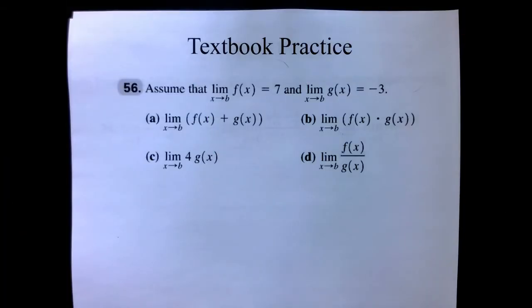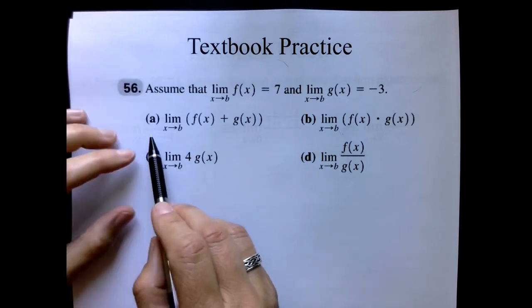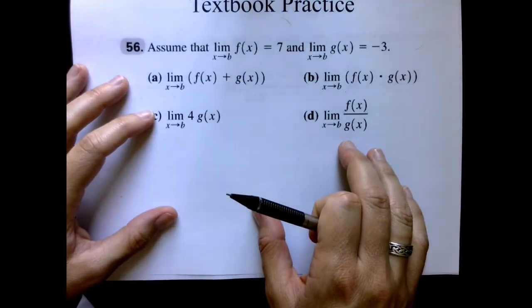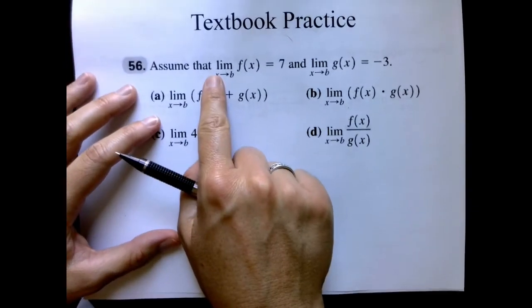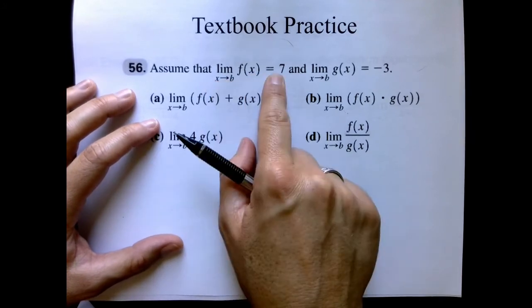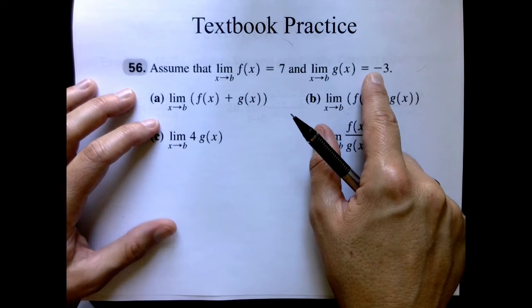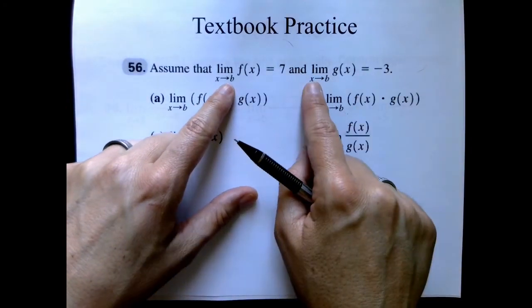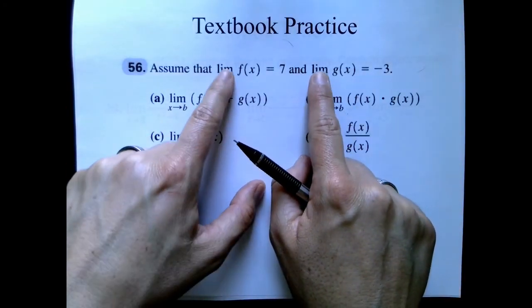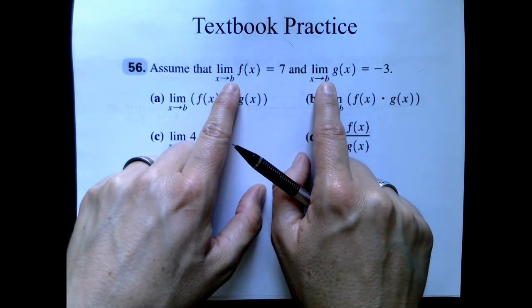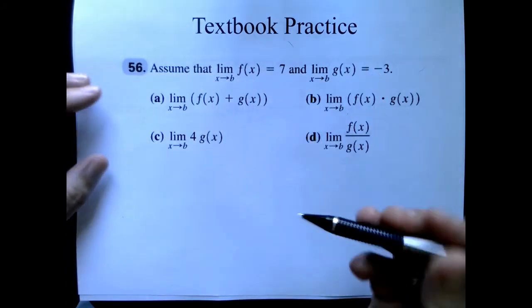So I wanted to give you a couple demonstrations on how this works too. So let's look at the first one. This is from the textbook. So 56 says that assume that the limit of f of x as x approaches b is 7, and the limit of g of x as x approaches b is -3. Now it's super important that when you're using these properties, the limits, the functions can be different, but the x values must be approaching the same value in order for these properties to apply.